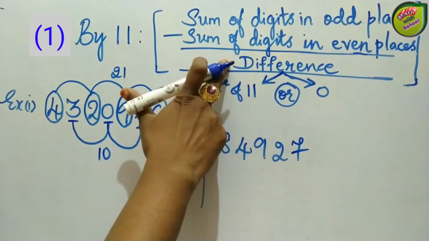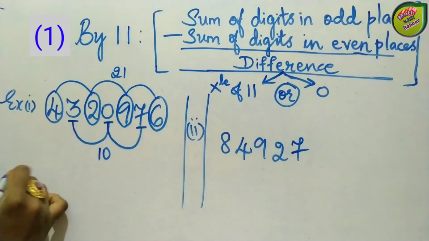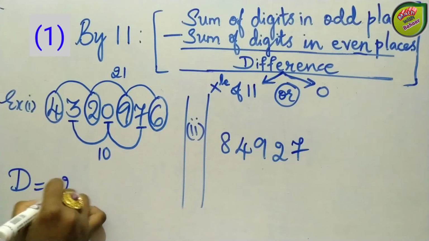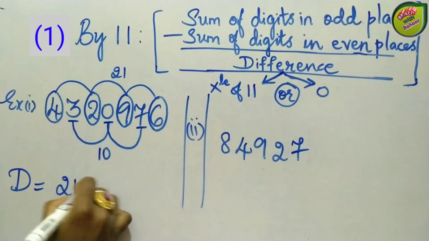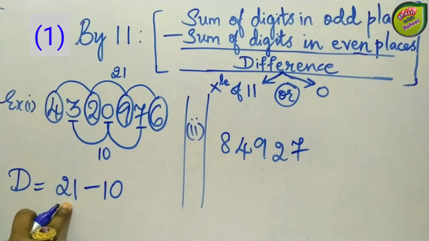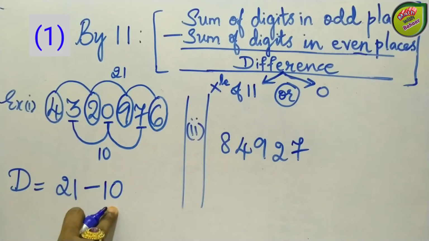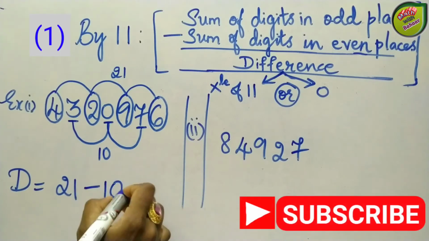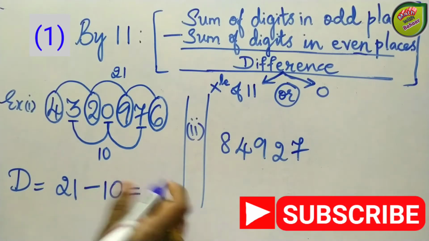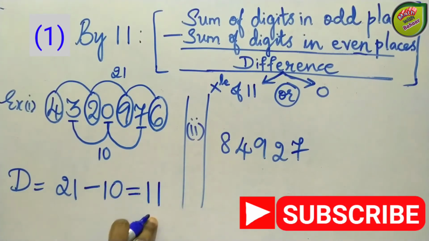Now you need to find the difference between both the sums. So let us find the difference. That is 21 minus 10, the sum of the digits which are in odd places and the sum of the digits which are in even places. How much do we get now? 21 minus 10, which we get as 11, right?